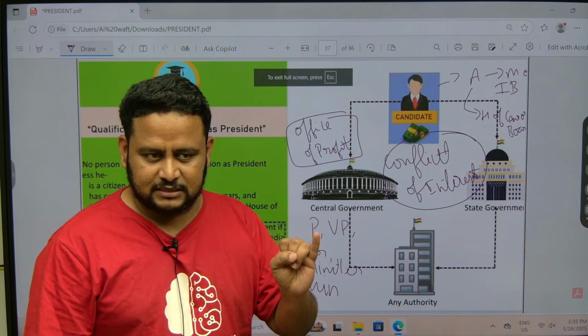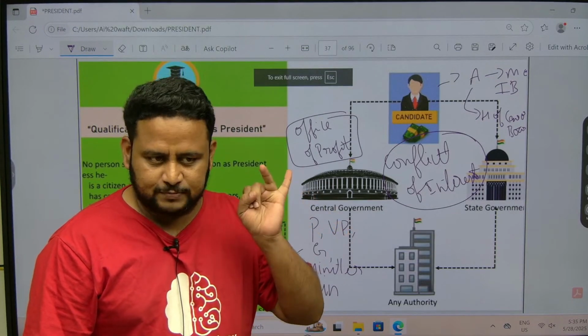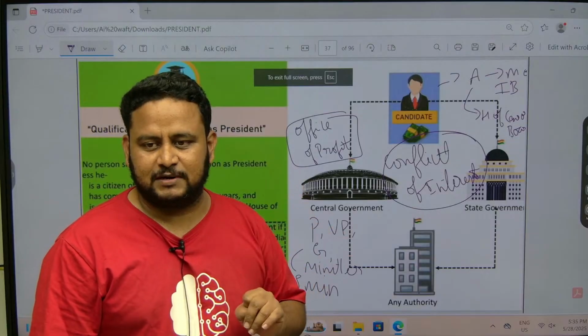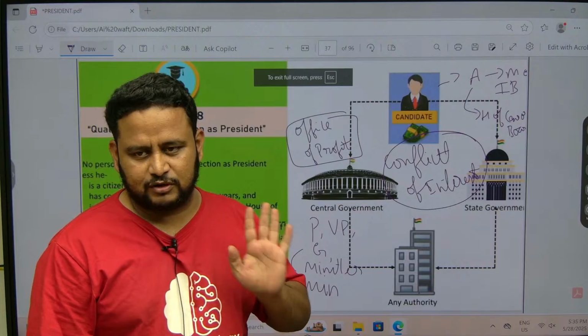You should be citizen of India, main thing. The next thing is what? 35 years of age, should be eligible to be elected as a member of Lok Sabha, and then he should not hold office of profit. Okay, that is the things you have to remember, that's all.